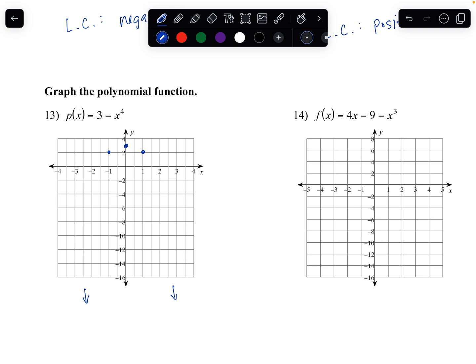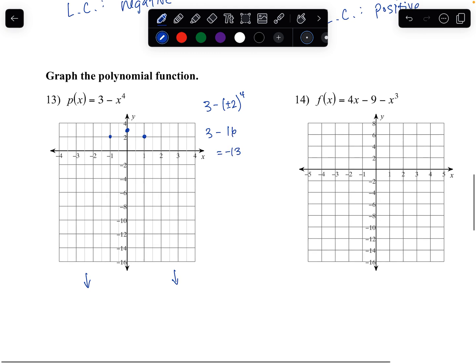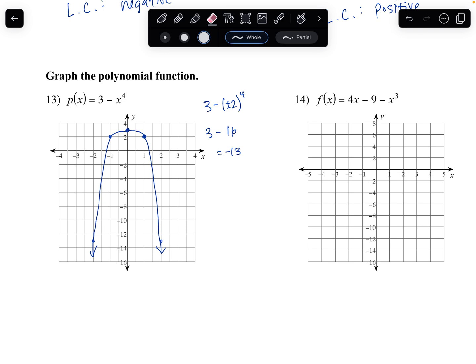If I plug in 2, that's going to be 3 minus 2. It doesn't matter if I plug in -2 or +2 right here. It's being raised to the 4th power, and the outcome's still going to be the same. So this is going to end up as being 3 minus 2 to the 4th power, which is 16. So that's going to be equal to -13. So that's going to be right here, and that's going to be right here. And there you go. That's what our graph is going to look like. And again, we know the end behavior. It's just going to keep getting more and more negative.